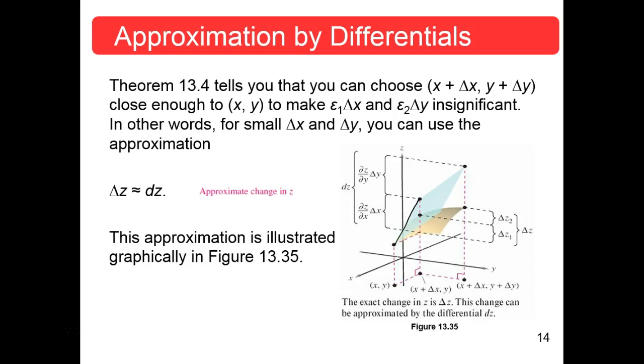I've been calling it f, they call it z. Partial of z with respect to x times your delta x. The delta x is this length here, and this is your slope of that, the partial of z with respect to x, times this, that gives you that segment right there.